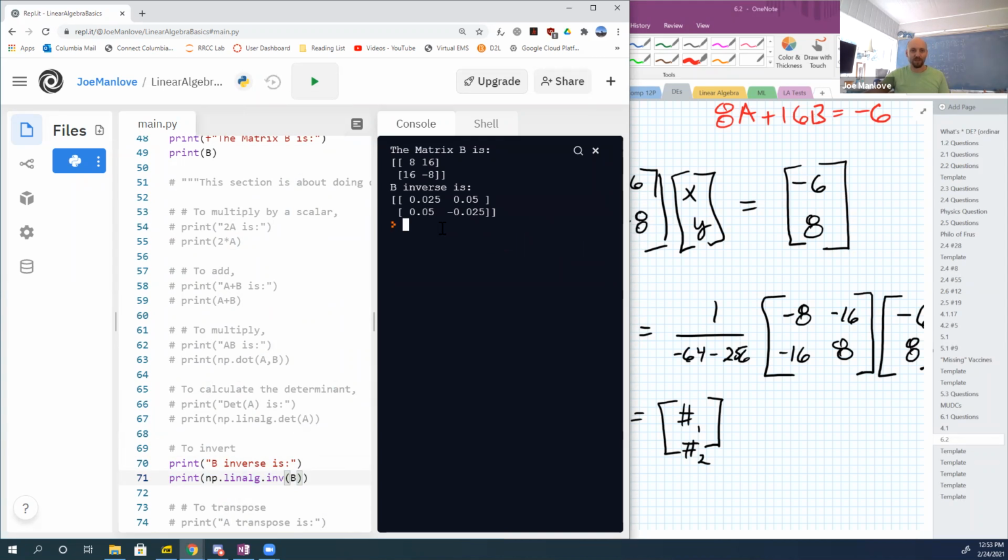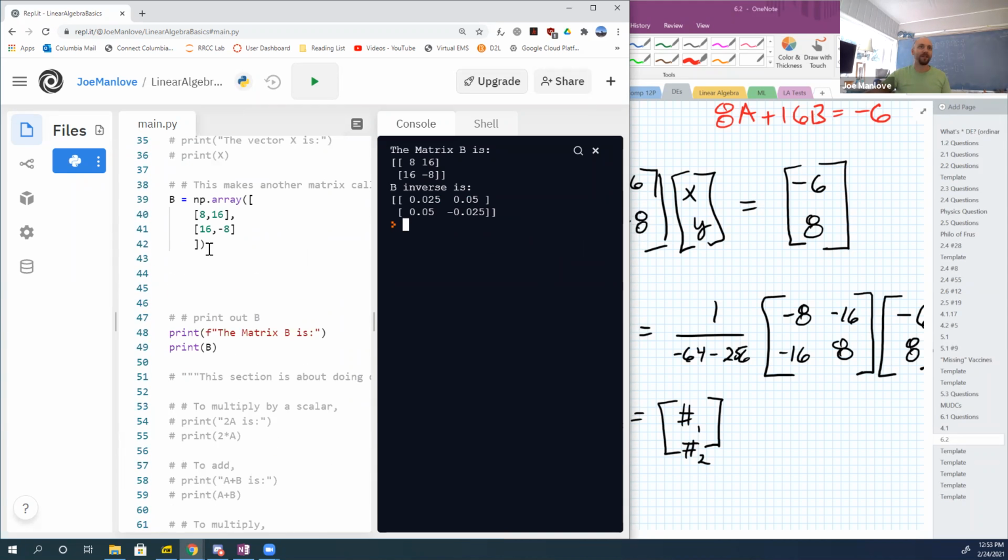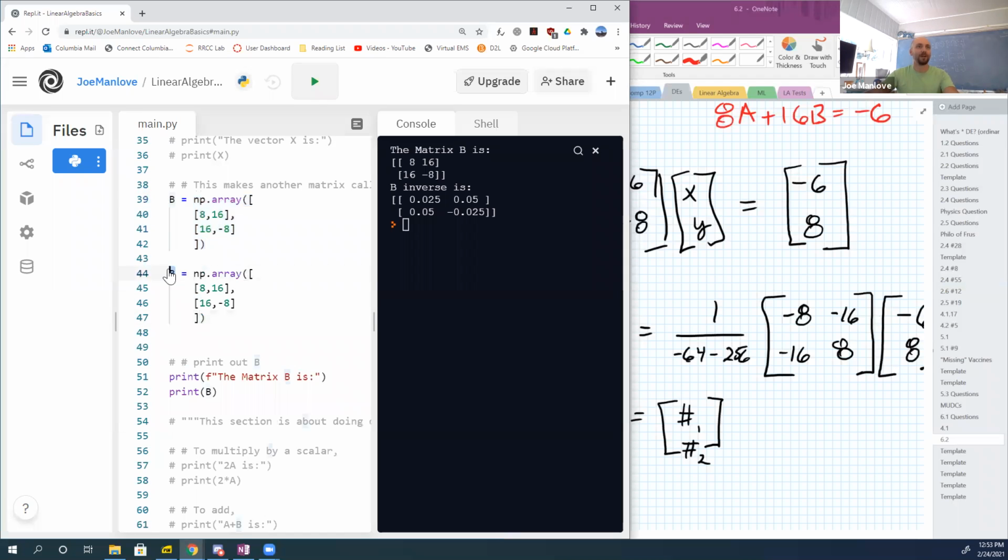Okay, there's B inverse. That was a lot faster than the 2x2 trick I was doing, right? Let's see, and what we need is B inverse times this little vector. So I need to make another matrix. I'm going to call this vector C, I guess. And C just wants to have two things in it: negative 6 and 8.